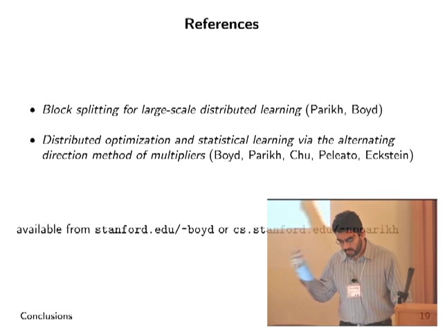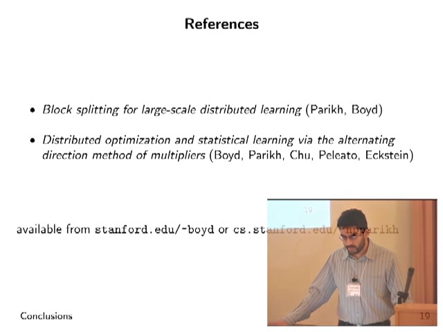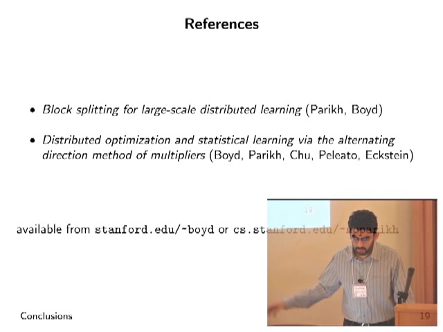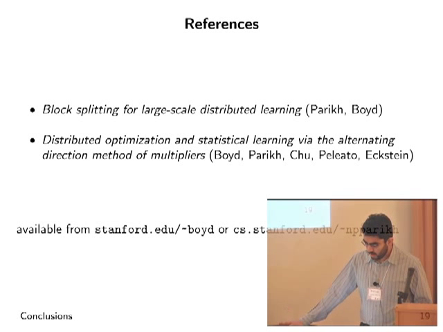There's the workshop paper, then there's a longer paper on ADMM for distributed optimization that doesn't include the two-way splitting case, that has a lot more background on the algorithm itself if you're interested. And it's available from either Stephen Boyd's site or my site. And any questions, I guess?